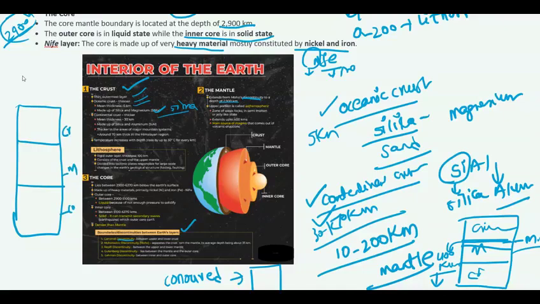Let us take this as the upper crust and this as the lower crust. This boundary is called the Conrad discontinuity. Whereas the Moho discontinuity is between the crust and the mantle. This is called the Moho discontinuity.